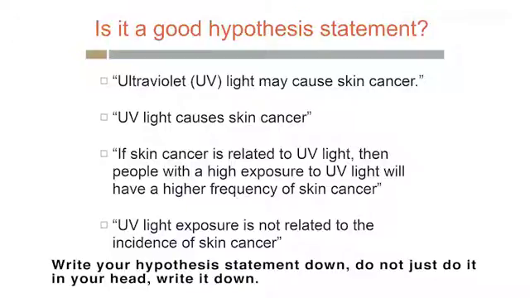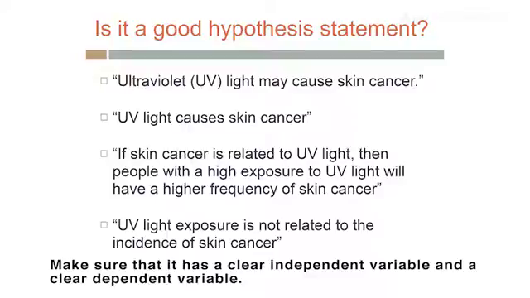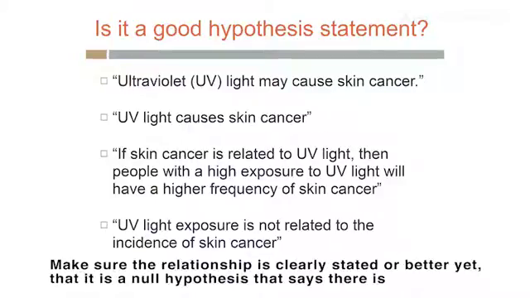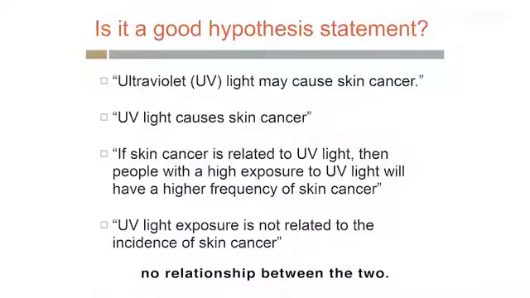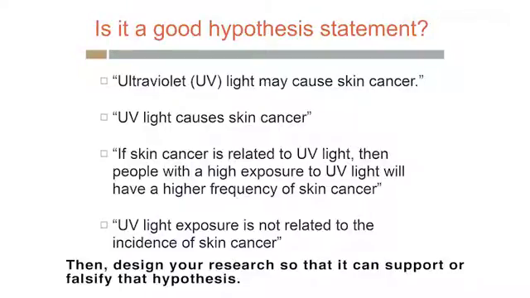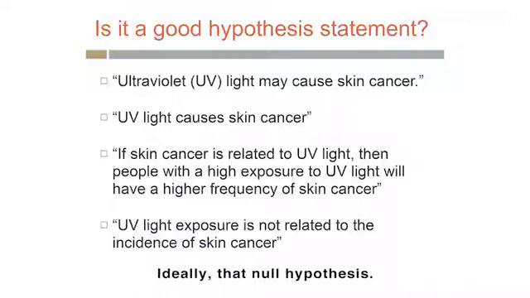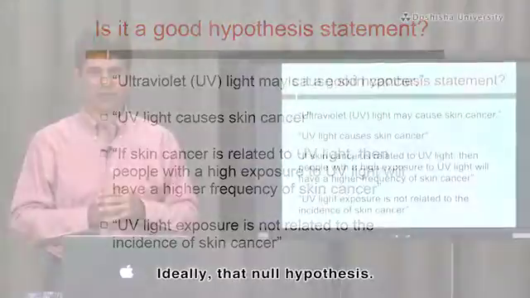Don't just do it in your head. Write it down. Make sure that it has a clear independent variable and a clear dependent variable. Make sure the relationship is clearly stated, or better yet, that it's a null hypothesis that says there's no relationship between the two. Then design your research so that it can support or falsify that hypothesis, ideally that null hypothesis.